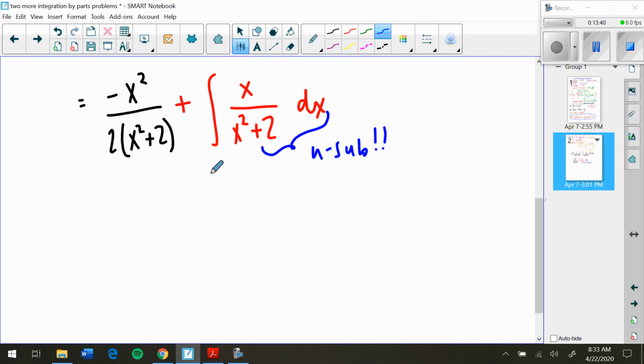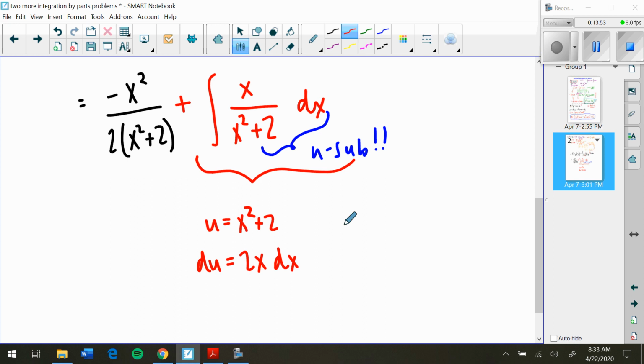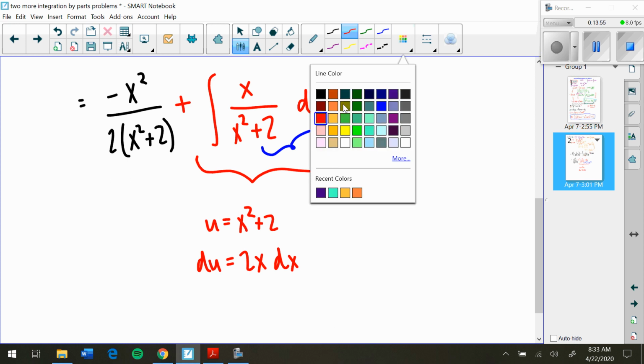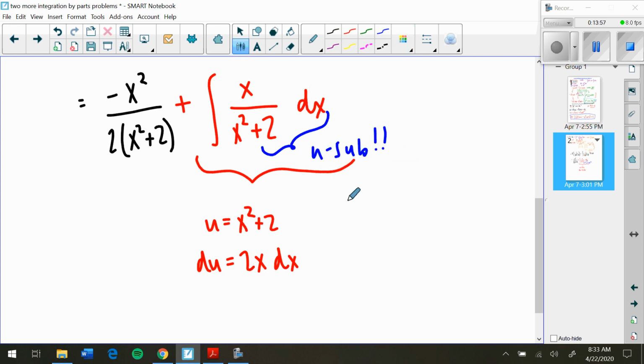All right, so to solve this integral right here, I'm going to say u is x squared plus 2, which means the derivative of u is 2x dx. So I can substitute things in. I really have the integral of x over u times du over 2x. Right, I solved this. I moved the 2x over.